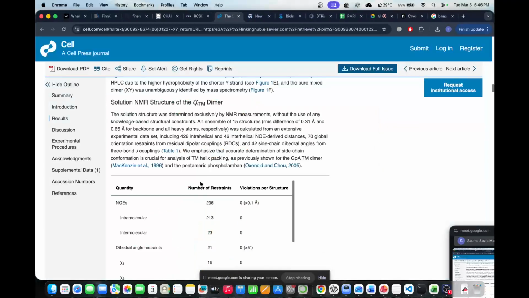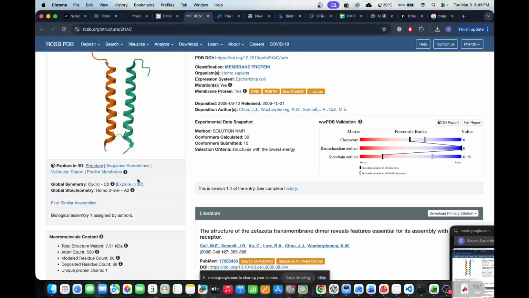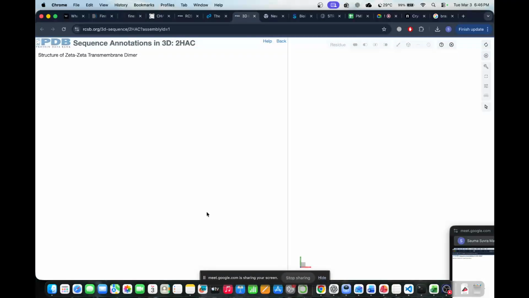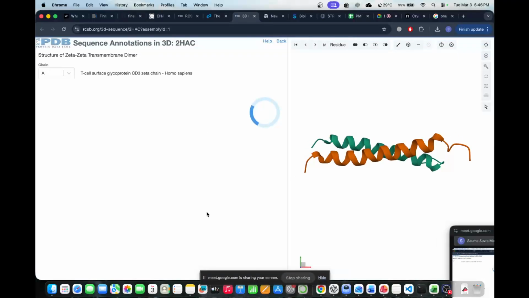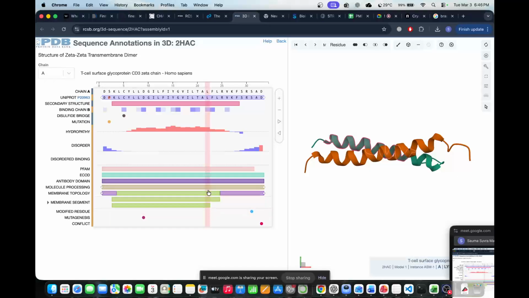So this is a 3D structure, and then you can also see the sequence annotations from here. Yeah, so this describes chain A. So these are the different locations. As I'm moving the cursor on the left hand side of my screen, you can see different regions getting highlighted on the right hand side as well.